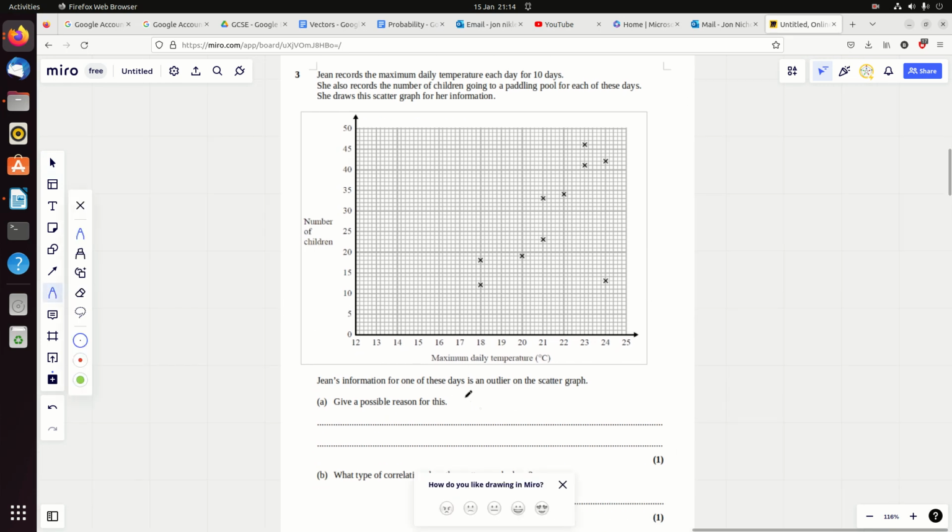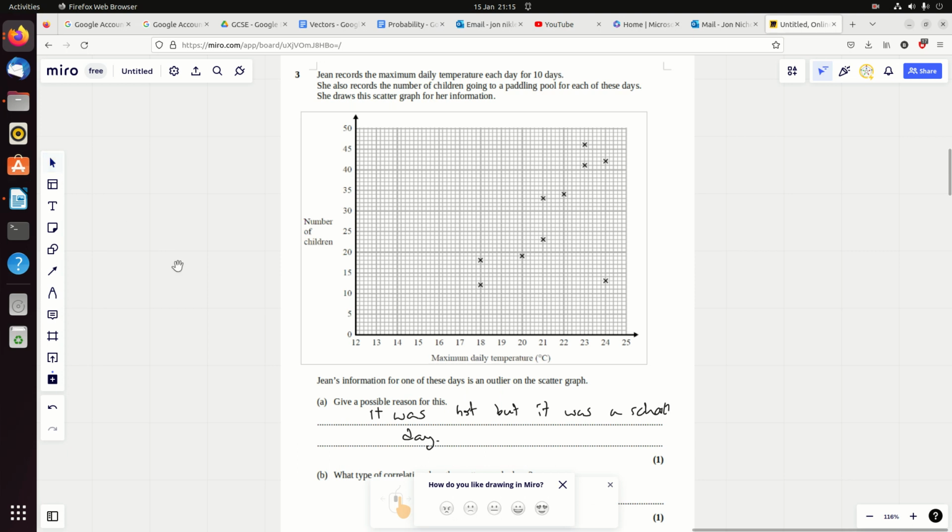Right, next question. This is about a swimming pool, hot days in a swimming pool, paddling pool, whatever. Gene's information for one of these days is an outlier. That's obviously this one. Give a possible reason for this. Well, maybe it was hot, but it was raining as well. Maybe it was hot, but it was a school day. Just think of any sensible reason here, and I'll give you the mark. So I'm just going to say it was hot, but it was a school day, or some kind of other holiday or reason why they're not going to have so many people there. Any sensible reason will do.